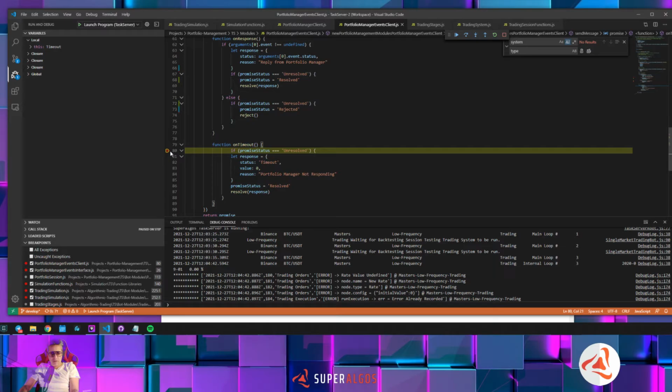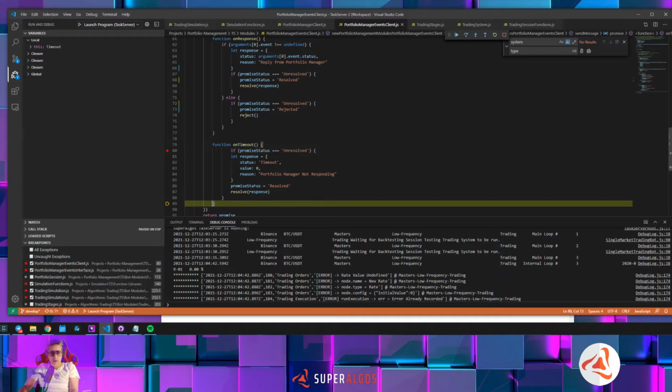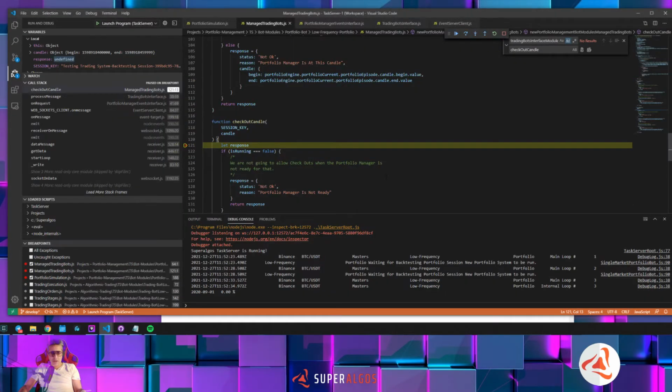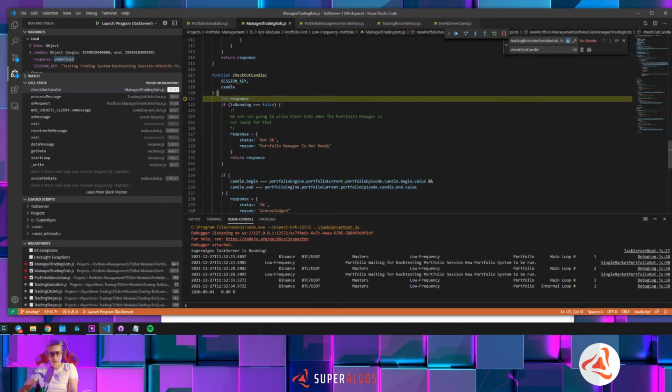Maybe this is the first time out. I'm not sure. Yes, this is the timeout because it's resolved. It does nothing. So this logic is verified. We let it run, and now I don't know where this is. Here, checkout candle.